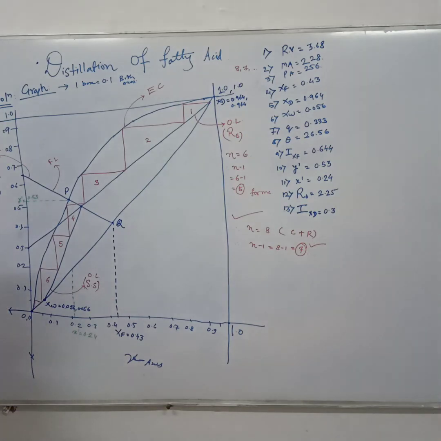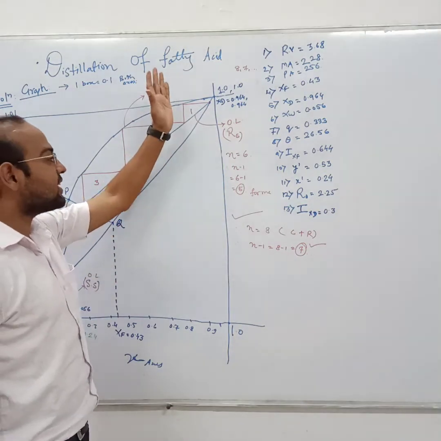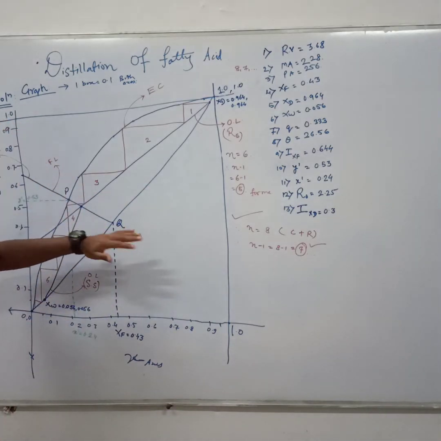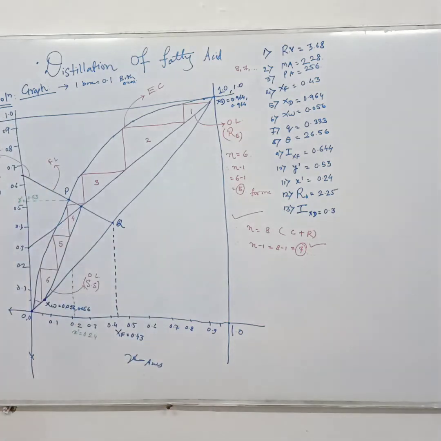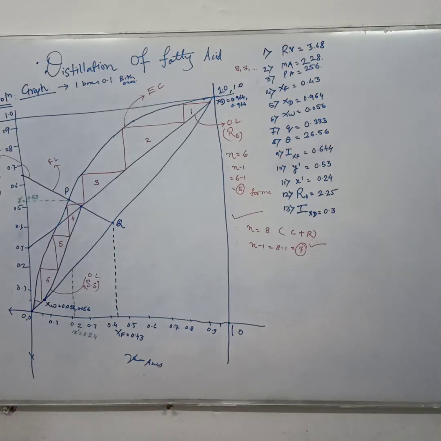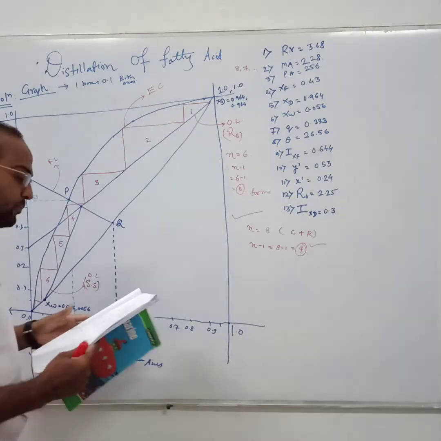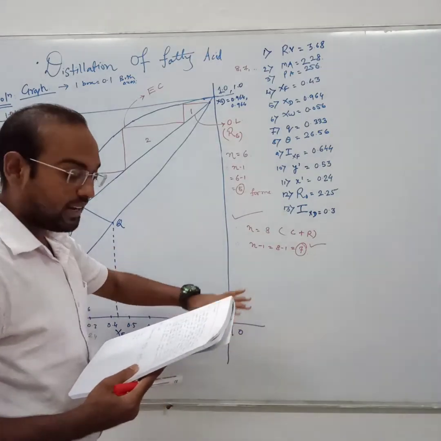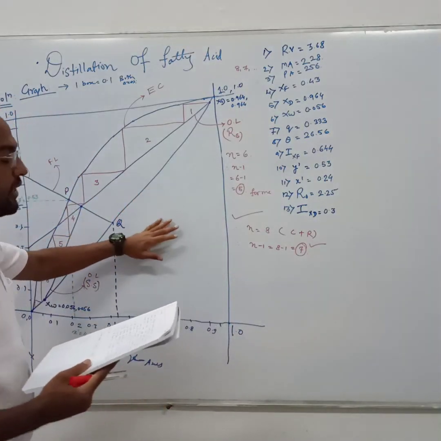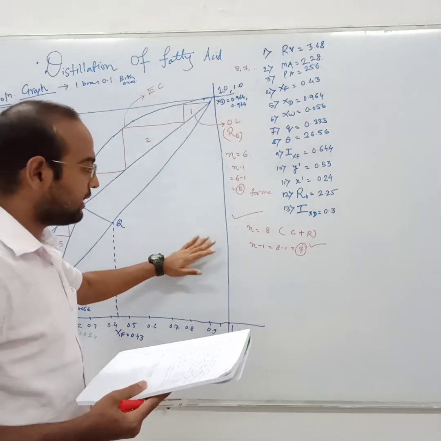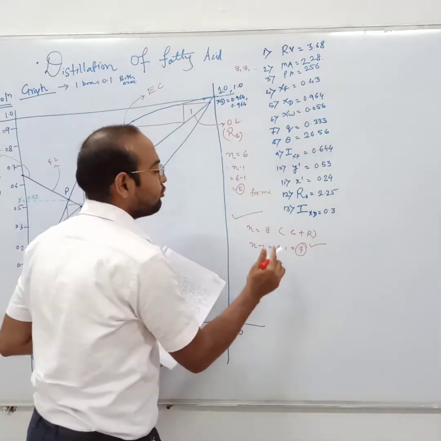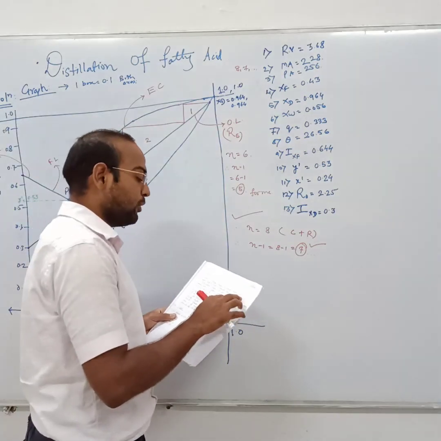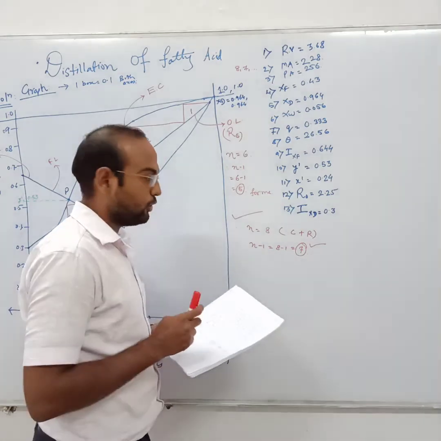It means when you want to separate a binary mixture of myristic acid and palmitic acid with a composition of 40-60, with a top product containing 96% myristic acid and a bottom product containing 95% palmitic acid, and the feed condition is 2/3 vapor and 1/3 liquid, you need at least 7 plates to carry out this type of distillation and get products with such purity.